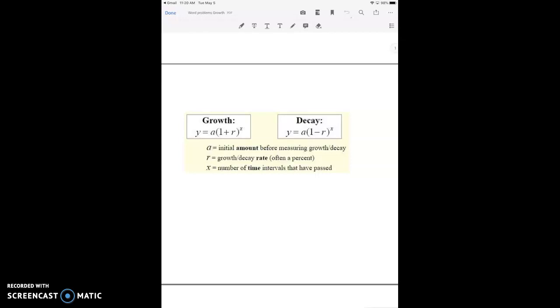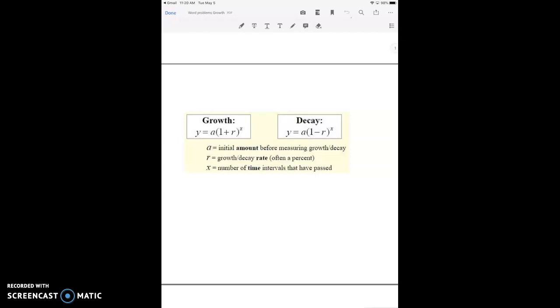However, the only difference between growth and decay is that with growth you have a plus R, with decay you have a minus R. Each thing stands for something here. A is your initial amount, so whatever they give you before any growth or decay starts. Often this is a population or a price of some kind of item. And then they will give you an R, a rate.